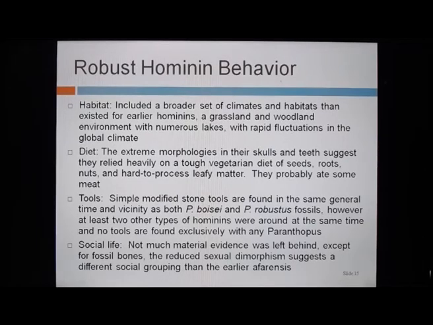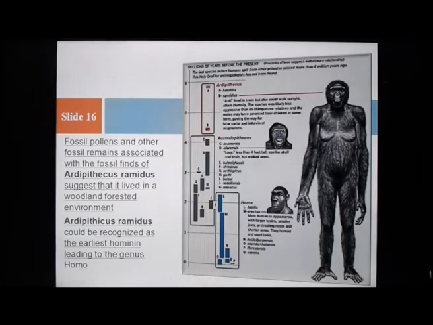Social life. Not much material evidence was left behind except for fossil bones. The reduced sexual dimorphism, that's the difference in size between male and female, suggests a different social grouping than earlier afarensis. If you remember, we talked about the sexual dimorphism. It's thought that larger size is because of male competition. So this suggests there wasn't heavy male competition for females.